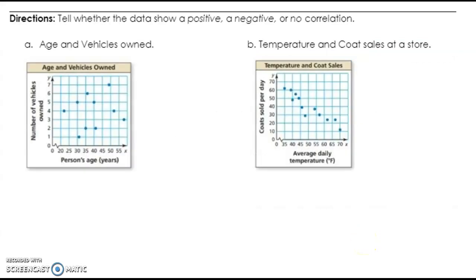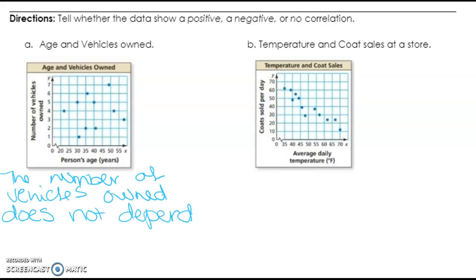Okay, so first let's talk about positive, negative, and no correlation. This first one, vehicles owned. We're talking about the difference between our age and vehicles owned. We don't really appear to have any sort of trend here. The number of vehicles owned does not depend on age. It doesn't matter what age you are, you can have as many vehicles as you want. And so there's no correlation here.